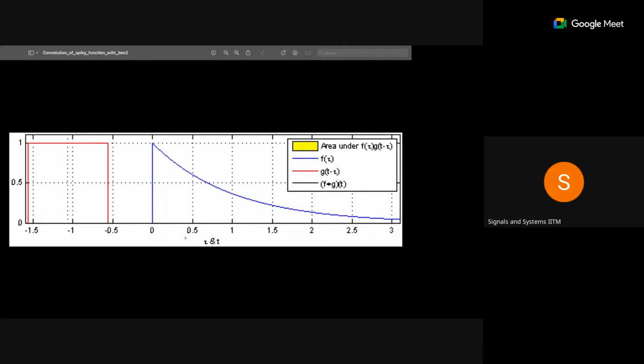So you can see on the right top, this is f tau, which is our signal x of tau. This blue one is the x of tau. It is like e power minus t u of t. And this is our rectangular signal. What we did is we did this g of t minus tau. So we already computed, and this rectangle is the g after step 1 and step 2. You flip, then shift, then you have this.